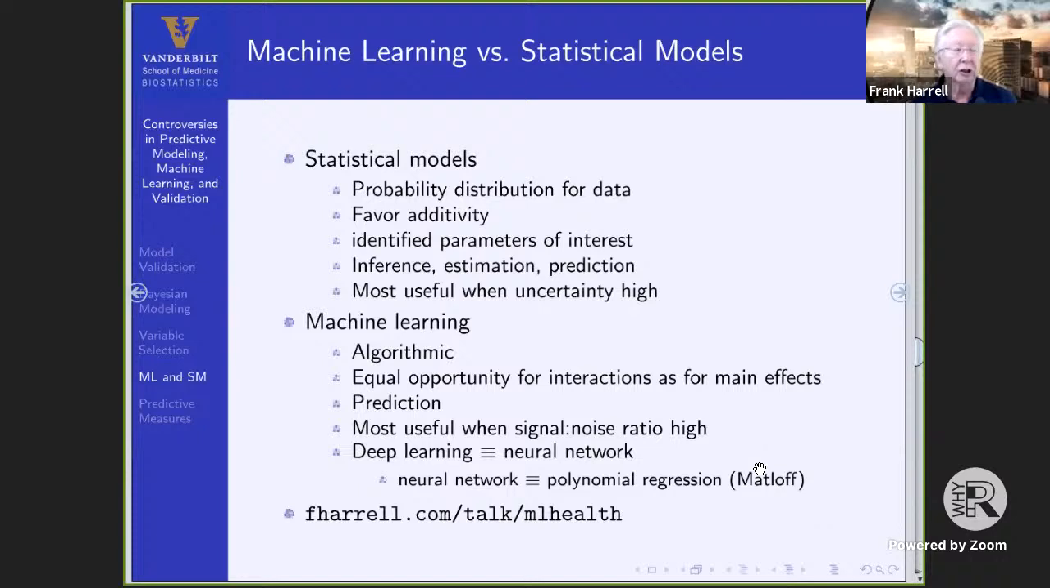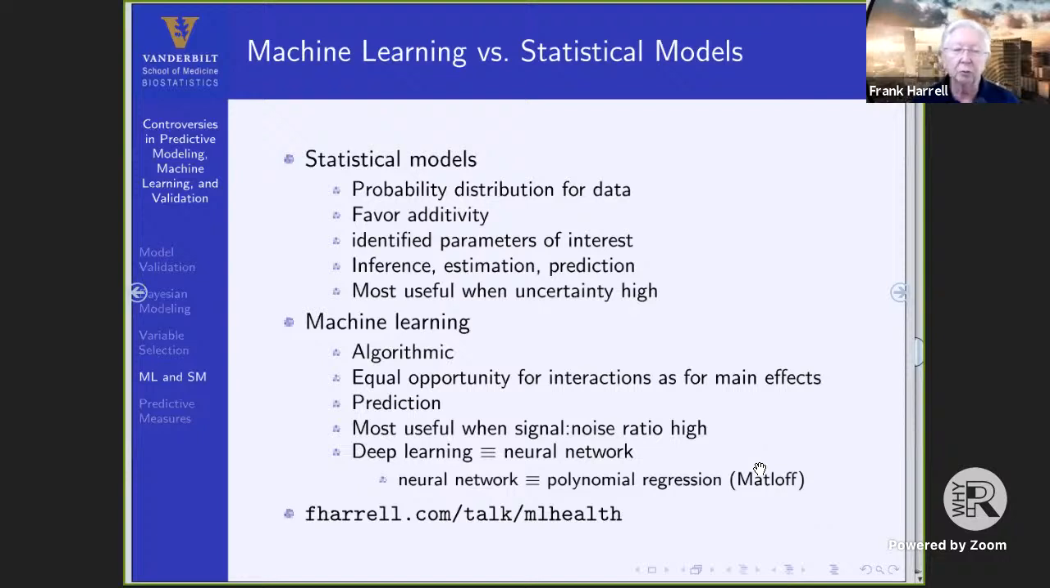What is machine learning and how does that differ from statistical models? Well, machine learning is algorithmic. It gives equal opportunity for interactions as for main effects. It's useful for prediction, and it's most useful when the signal to noise ratio is high, which occurs when you're doing visual pattern recognition, self-driving cars, language translation, sound recognition, and so on. Deep learning, which is exactly the same thing as neural network, is just rebranded for advertisement. Deep learning is an example of machine learning. And another example would be random forest.